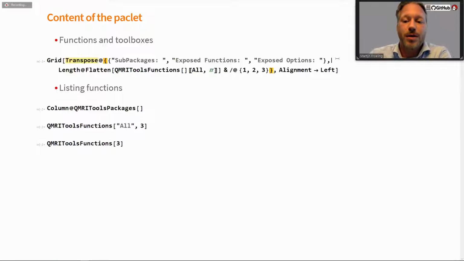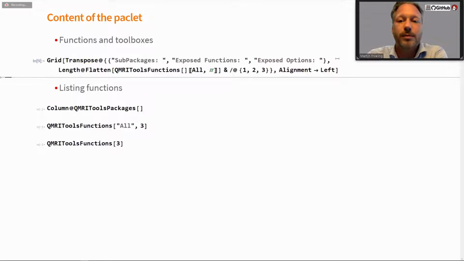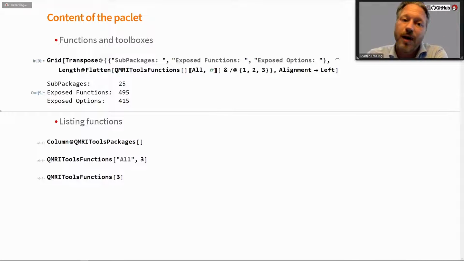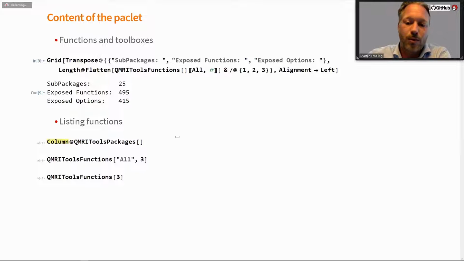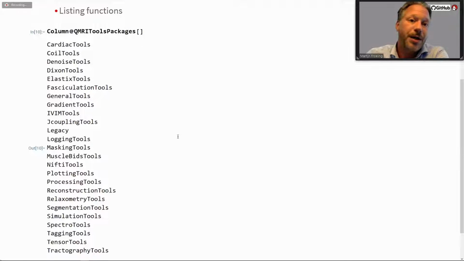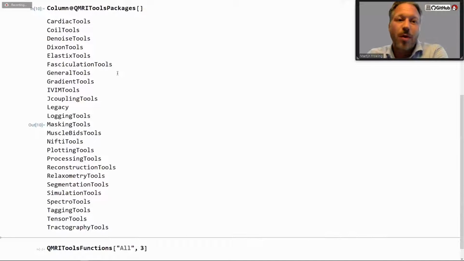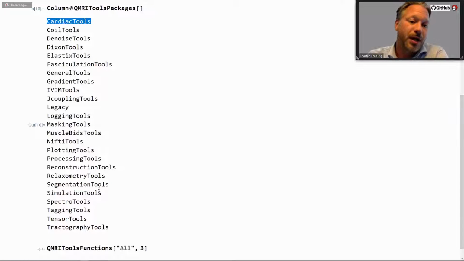So what is in the toolbox? So currently it has a lot of different sub-packages, 25 to be exact, and exposes almost 500 functions to the front end. And these 500 functions, of course, have options, and it's around 415. So which packages are in there? So this is the list of the packages that actually come with the toolbox. So depending on my research topic, typically I group my functions into certain packages. For example, different applications when I did cardiac research, like diffusion tensor imaging, tractography. So typically I try to group my functions based on topic.